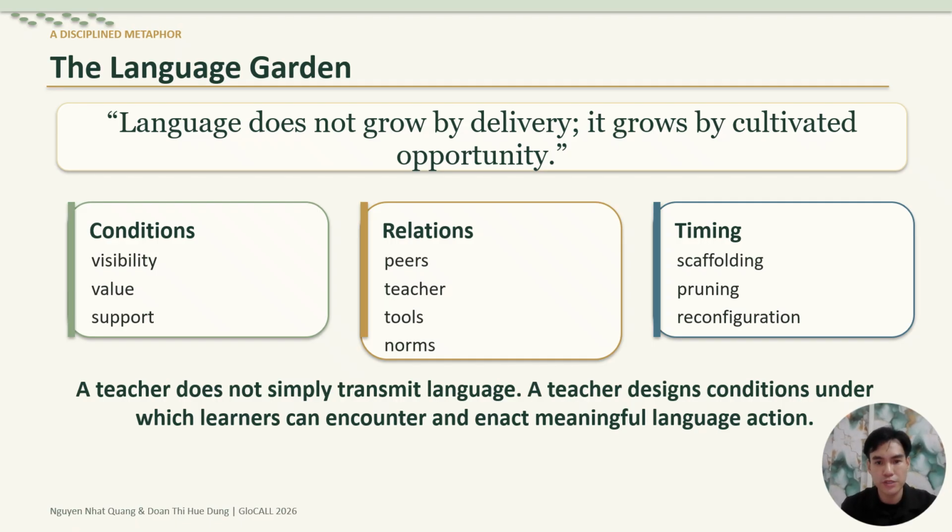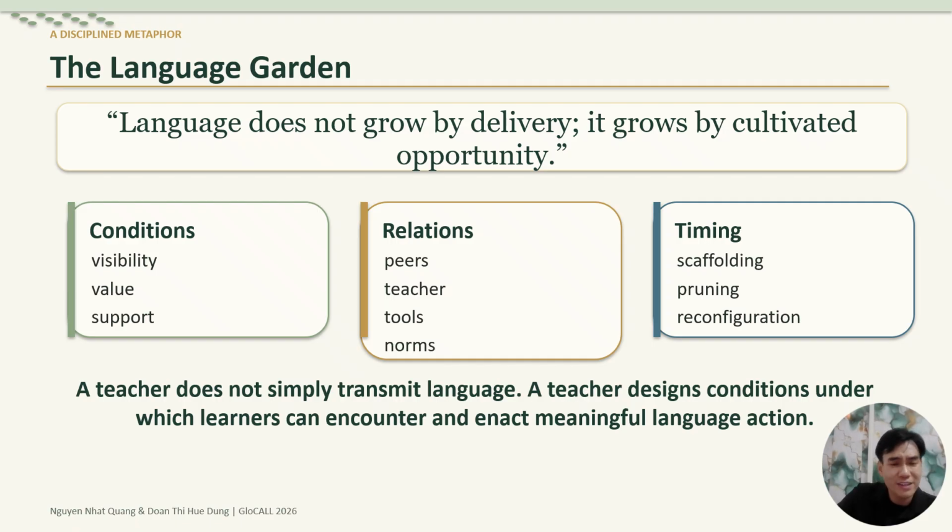A machine works through delivery and control. Input goes in, the system runs, the output comes out. A garden does not work like that. A garden grows through conditions: soil, light, timing, support, spacing, responsiveness. This is close to language learning. Teachers do not just insert language into the learner's brain. They cultivate conditions in which learners can encounter, task, revise, and extend meaningful language action.